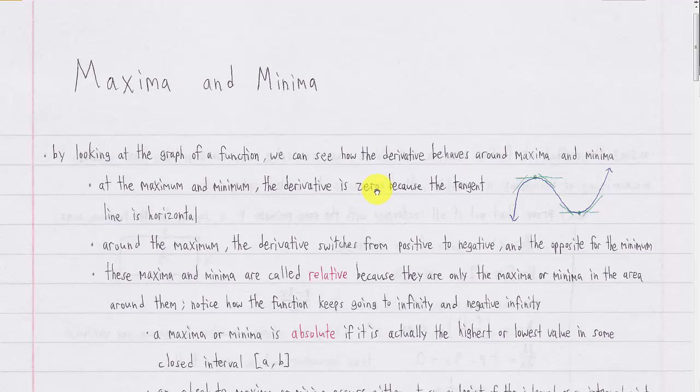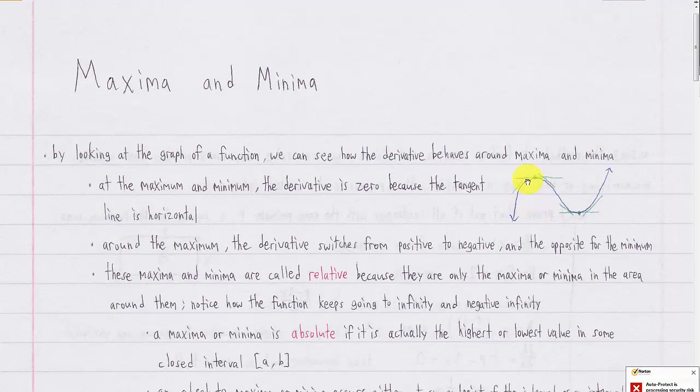So we can use the derivative of a function to determine where the maxima or the minima are. If you just look at this graph, then obviously this point over here is a maximum, the top of the hill, and this point over here is a minimum. So let's look at what the derivative does at these points.